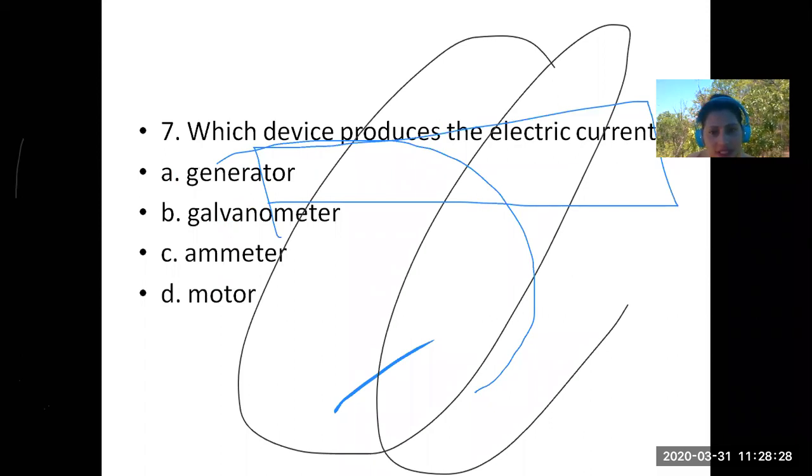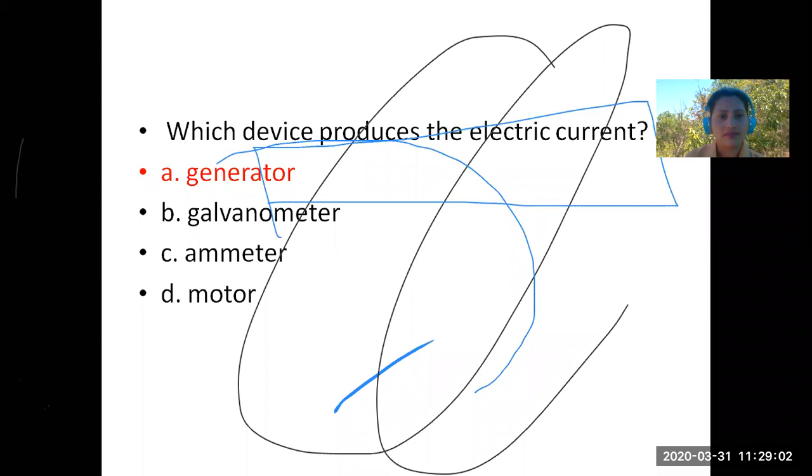Which device produces electric current? Generator. Galvanometer and ammeter are for sure wrong answers. Amongst generator and motor? Generator, ma'am. Why not motor? A motor converts electrical energy into mechanical energy. A motor uses electric current, whereas a generator produces electric current. So generator is the right answer.